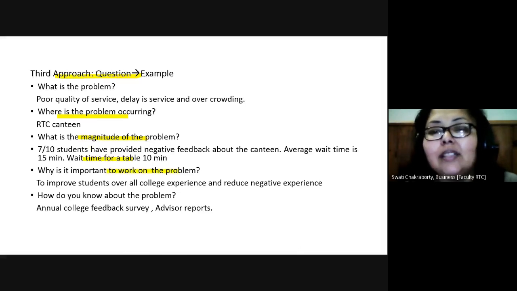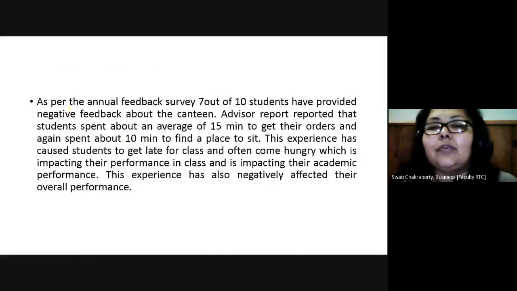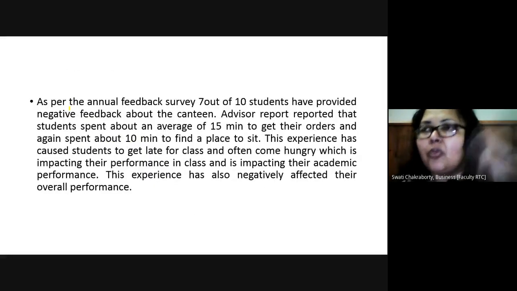So why is it important to work on this problem? To improve the students' overall college experience and reduce negative experience. How do you know about the problem? Through advisor reports, through annual college feedback surveys. And as per the annual feedback, let's go into more detail, right?